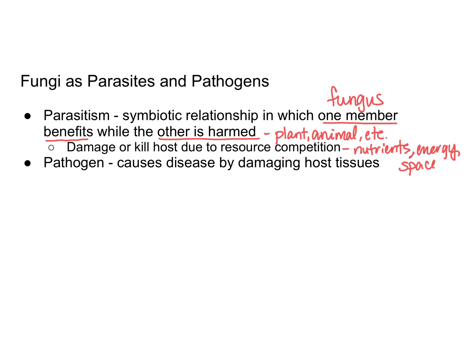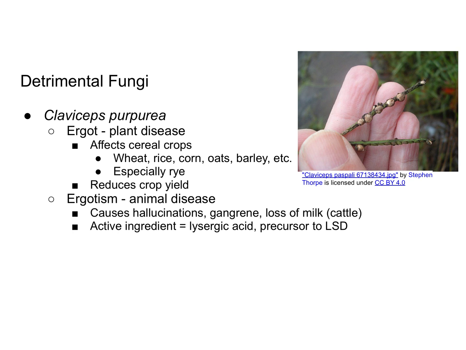Fungi can also be pathogenic, which means that it can cause disease by damaging host tissues. In this case, it can also lead to death if enough of the tissue is damaged. One example of a detrimental fungus is Claviceps purpurea, and it causes ergot, which is a plant disease that affects cereal crops, such as wheat, rice, corn, oats, and barley, with rye being the most affected. And it is dangerous because it can reduce crop yield, which can lead to problems like not enough food, so it can lead to famine.